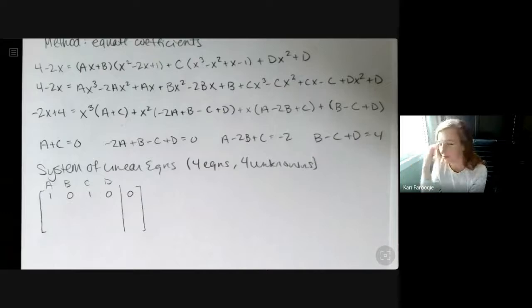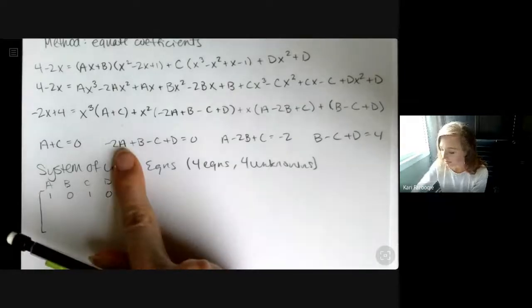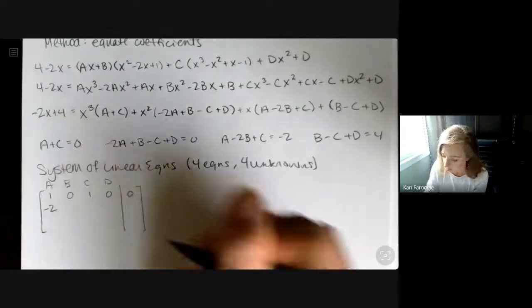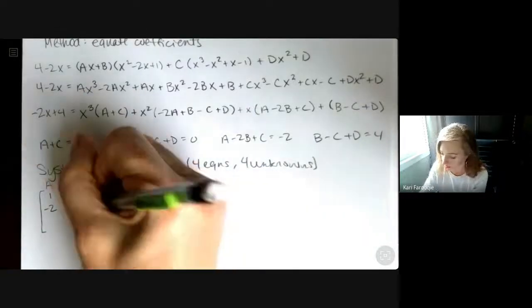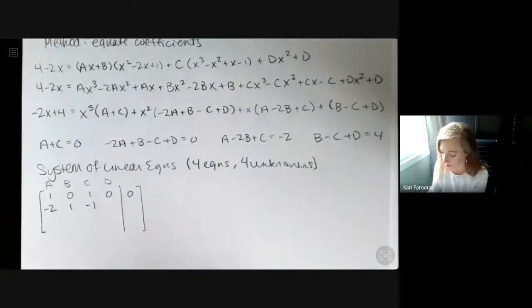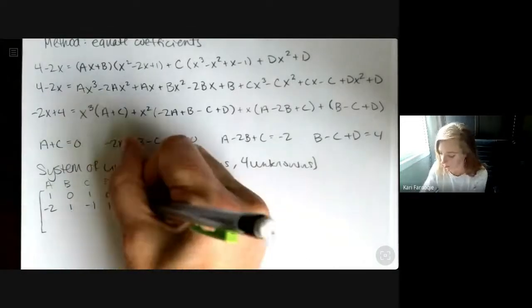This should be ringing a bell from algebra. But for some of you, it's like, wow, this is way back in the recesses of my mind. But you did a lot of this in college algebra. The second equation, we have negative 2a plus 1b minus c, so that's negative 1, be careful with that, and then plus d equals 0.